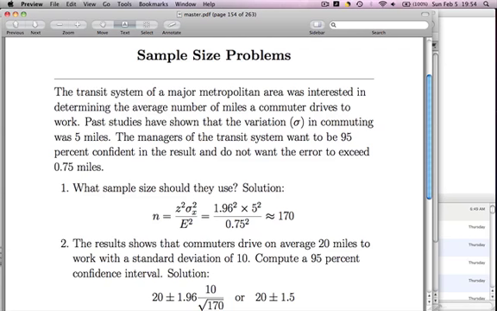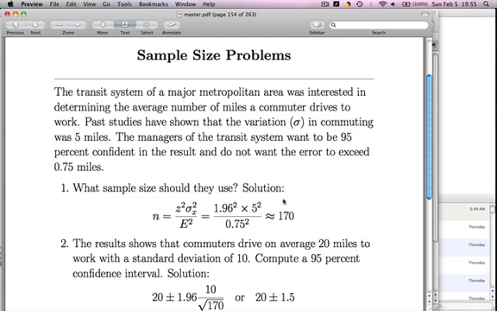The transit system of some major metropolitan area wants to determine the average number of miles a commuter drives to work. Past studies have shown that the variation in commuting distance is 5 miles. So that's our sigma. Managers want to be 95% confident, so there's our confidence level. This means we're going to use a z-value of 1.96. And they don't want the error to exceed 3/4 of a mile. So that's our E. With these three numbers established, we just drop them into our formula.